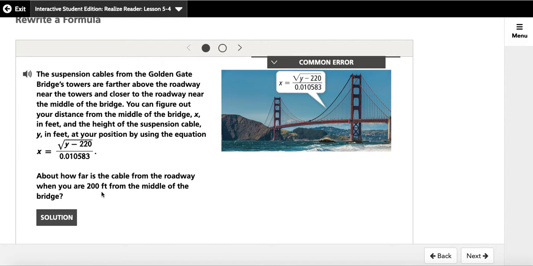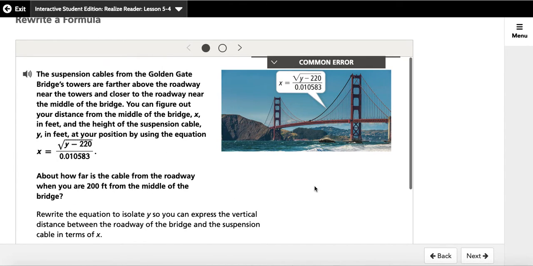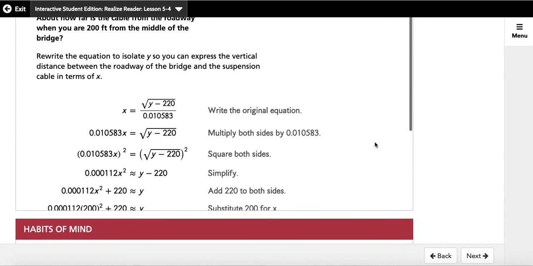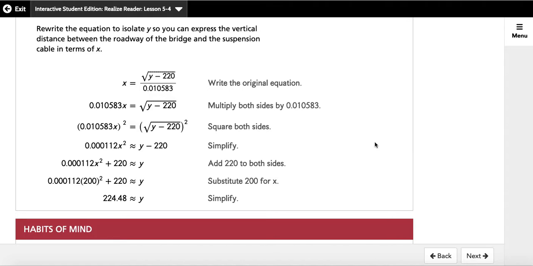the bridge? So that's from the middle of the bridge, that's the x value. So they want us to put 200 in here. I wouldn't rewrite the equation, but if you're going to do it a bunch of times, you would want to rewrite the equation. I would just plug 200 in here. I would multiply both sides by this, and whatever you get equals, and then I would square both sides. But they're going to have us probably rewrite the whole equation, and that's fine. It can come in handy if you're going to plug in a lot of numbers for x.